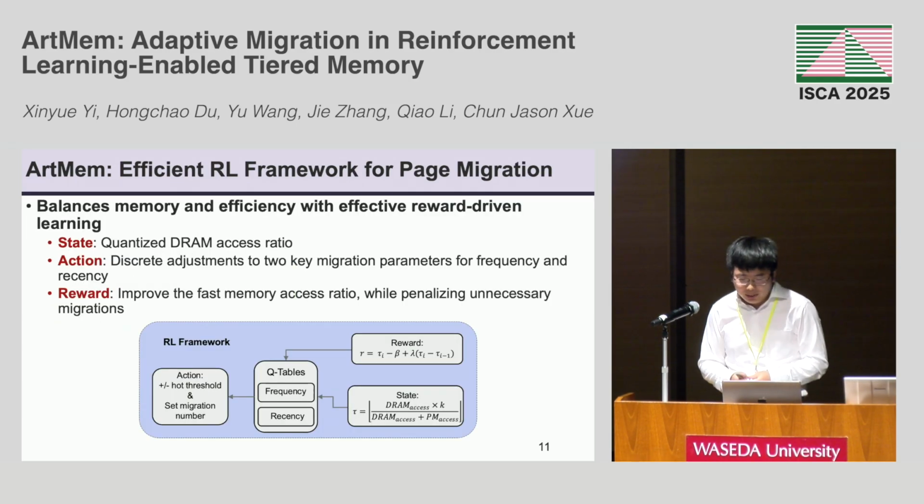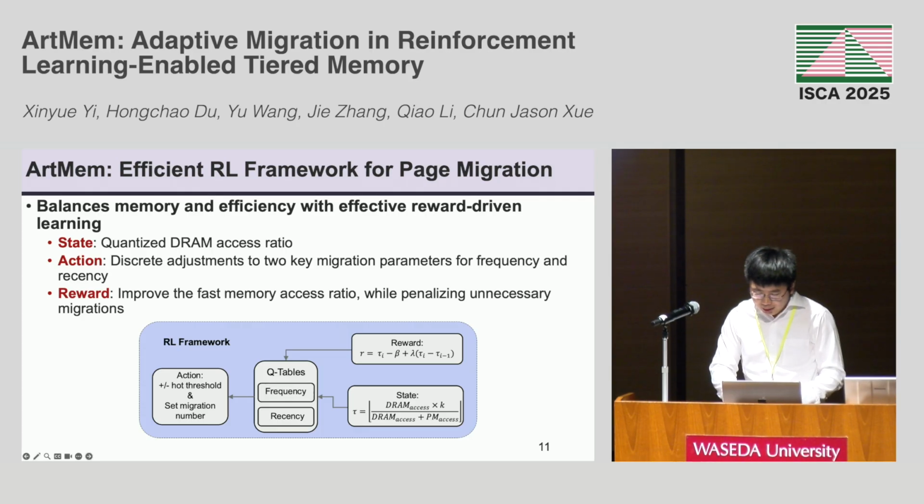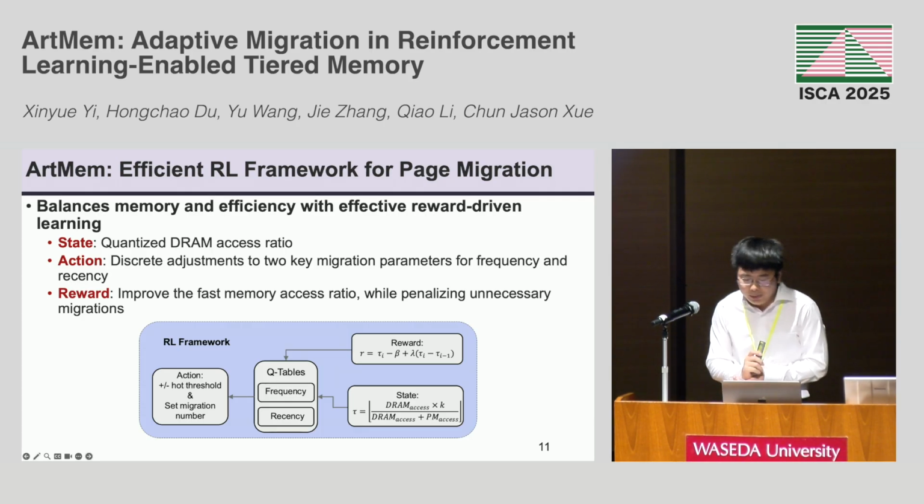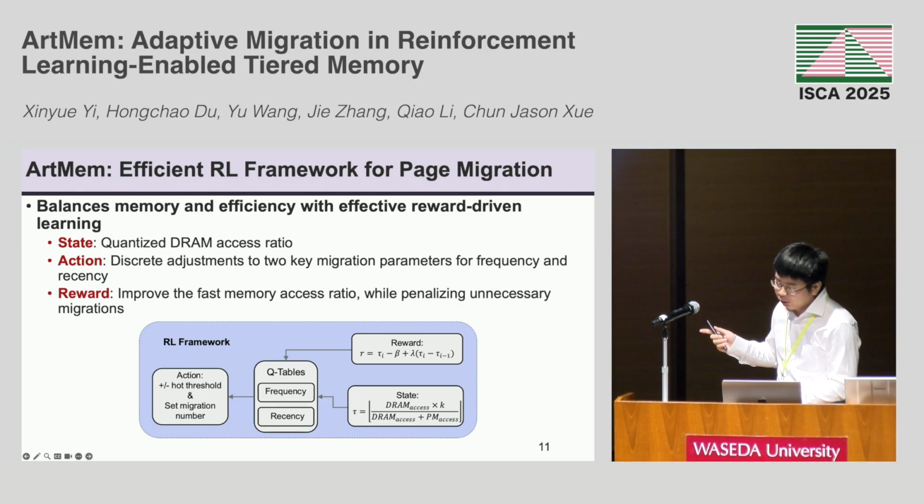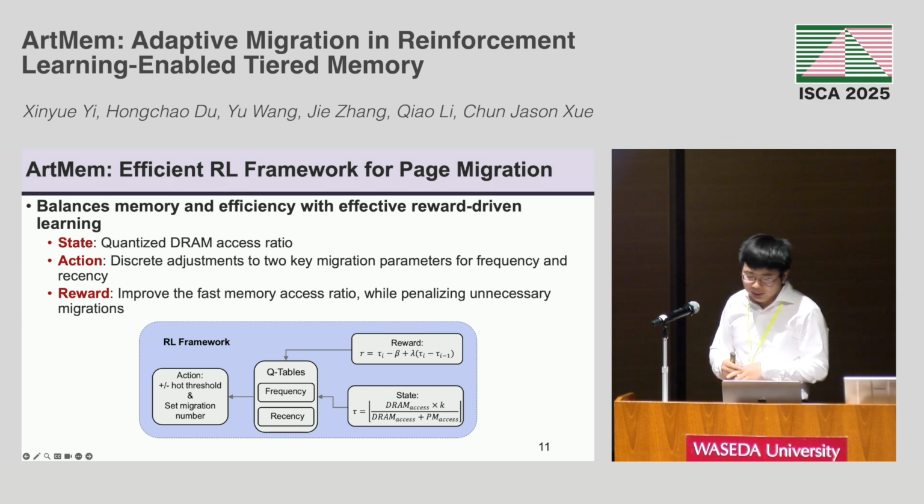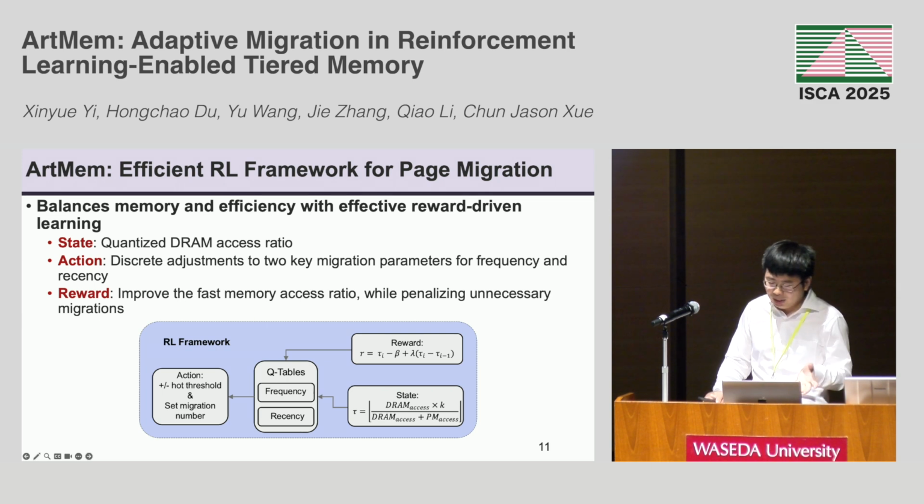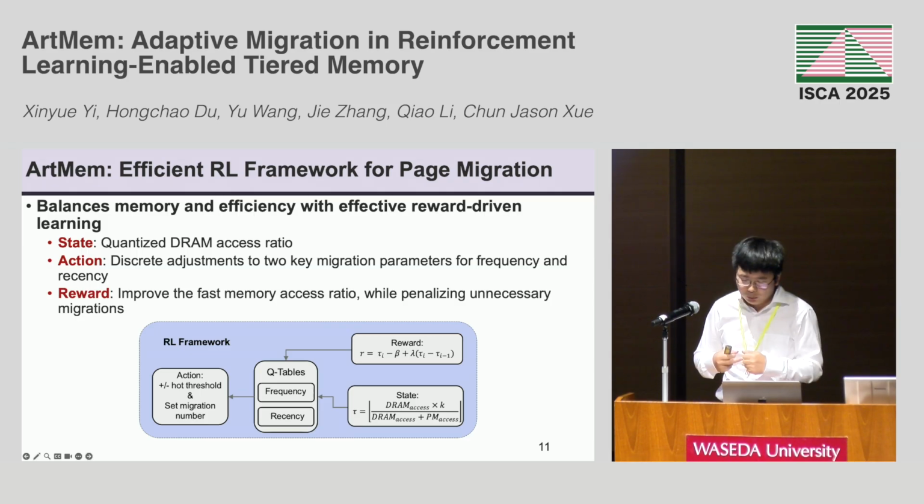And let me explain our framework design. ArtMem employs a Q-learning-based reinforcement learning approach. We quantize the DRAM access ratio into 12 discrete states. This gives us a compact representation that captures how well the system is currently performing.